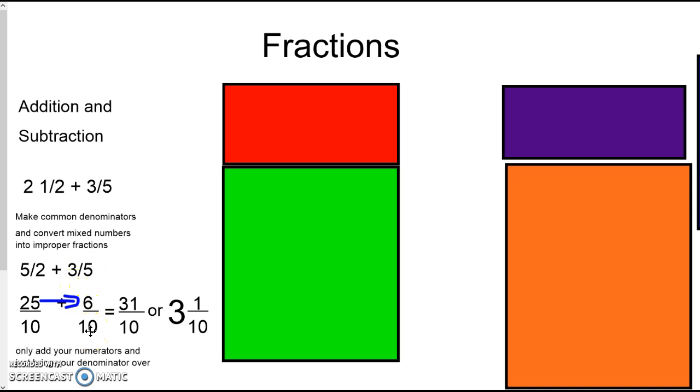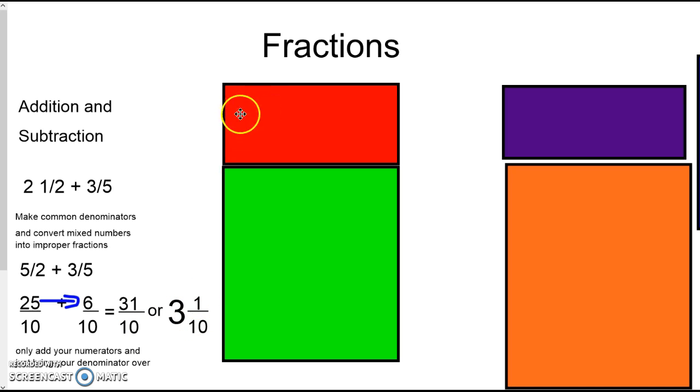Whenever you're adding and subtracting fractions, the only thing you add or subtract is the numerator right here on top. You add those together in this case and you get 31. You leave your denominator the same. It just transfers straight over. And you get 31 over 10. Simplify that and you get 3 1/10.